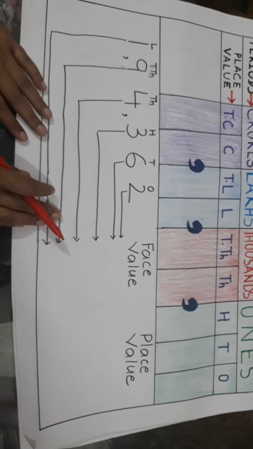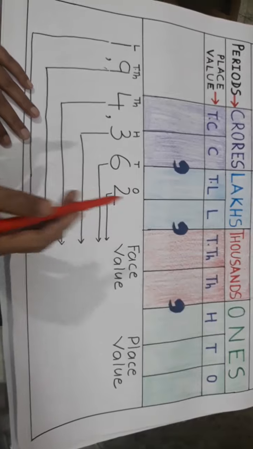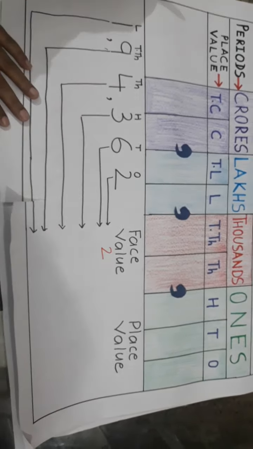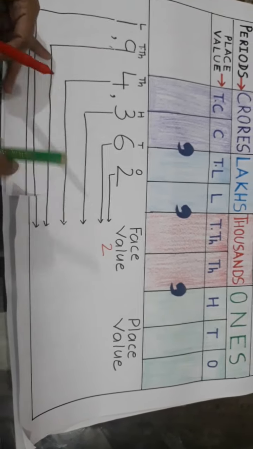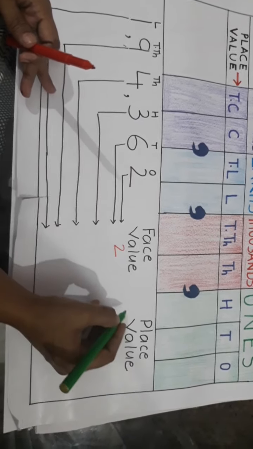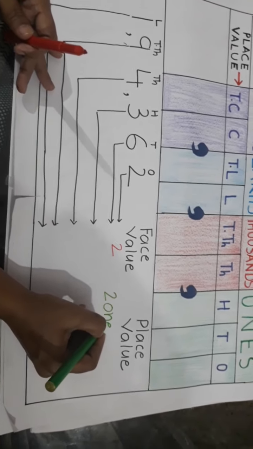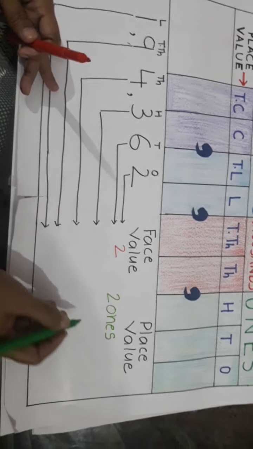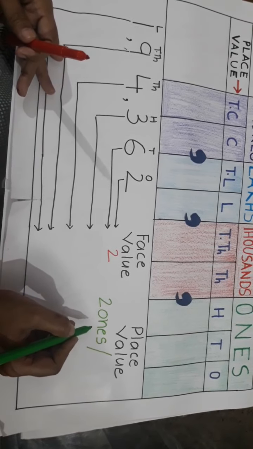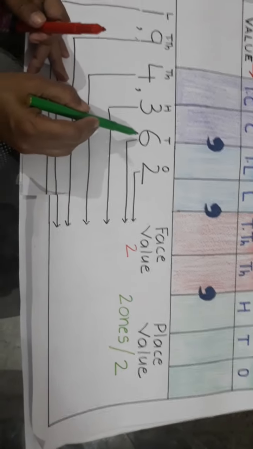Alright, let's start with the face value first. What is the face value of the digit 2 sitting at 1's place? It is 2 itself. But what is the place value of 2? Where is 2 sitting? It is sitting at 1's place. So the place value of 2 here is 2 ones. Children, I can write the place value in 2 ways. I can write like this, or you can write 2 ones means what? 2 ones are 2.